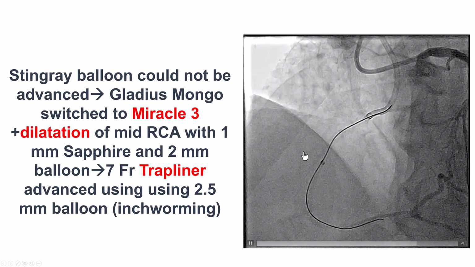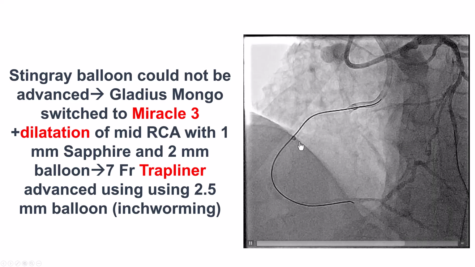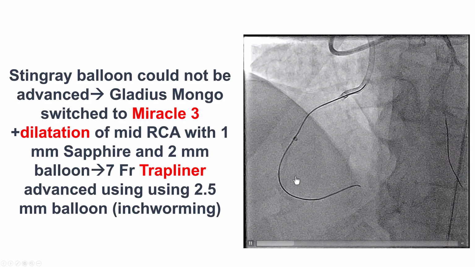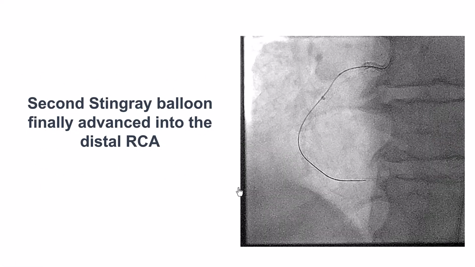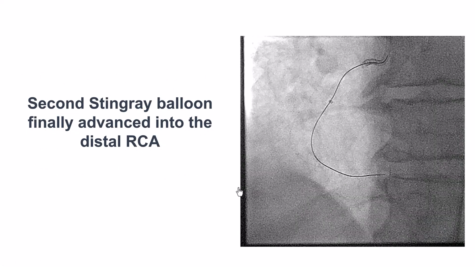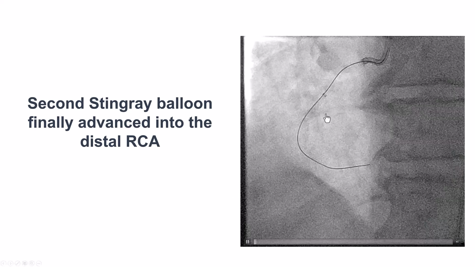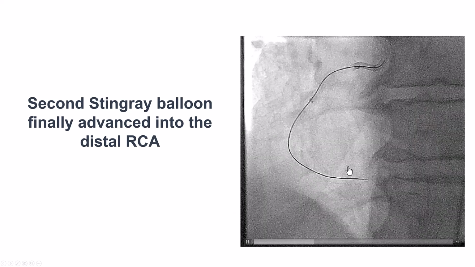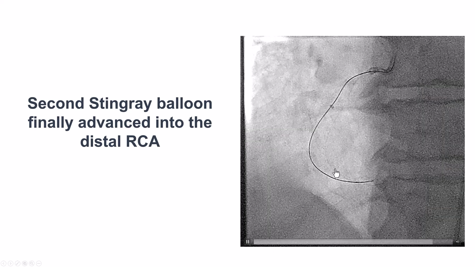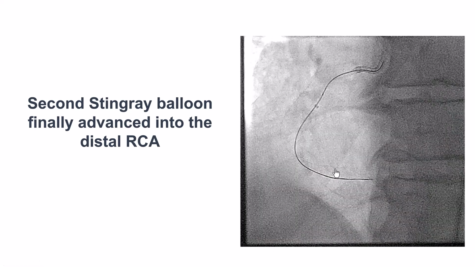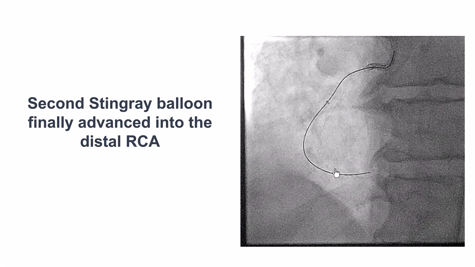And we also used a 7 French Trapliner that we inchwormed all the way to the mid-RCA, both for support, but also to decrease the chance of hematoma formation distally. So this took a long time. This was actually a live case for TCT 2022, and this stage, going from having extraplaque wire distally delivering the Stingray, took several minutes and we ran out of transmission time, which illustrates the fact that CTO PCI can be unpredictable and some of the steps can take a significant amount of time.